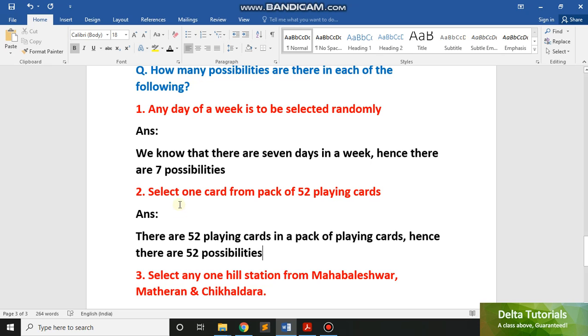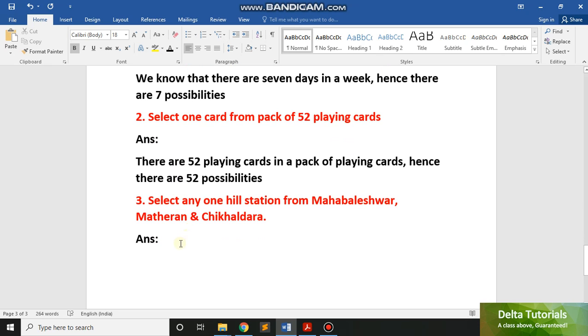This is your answer. And for the last one, select any one hill station from Mahabaleshwar, Matheran and Chikaldara. These three are some of the famous hill stations in Maharashtra state. Mahabaleshwar is located in Satara district, Matheran is located in Raigad district and Chikaldara is in Amravati district. So geographical concepts apart, we will focus on our question. Select any one hill station from these three given hill stations.